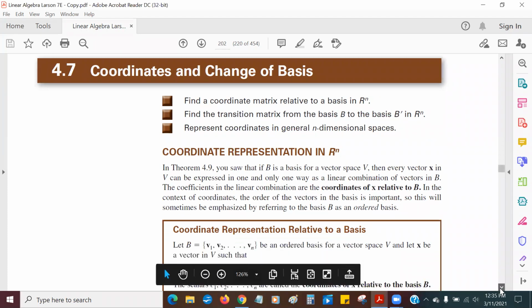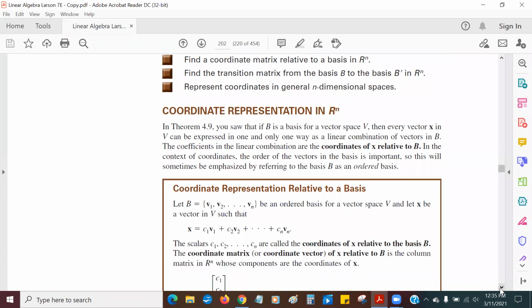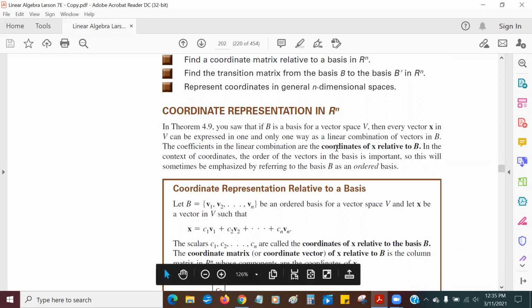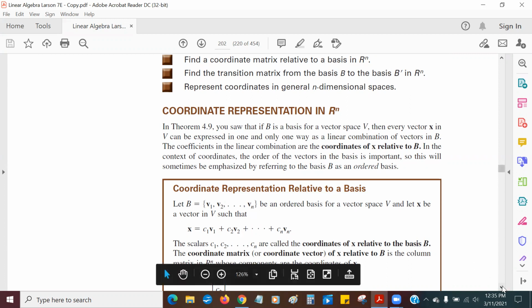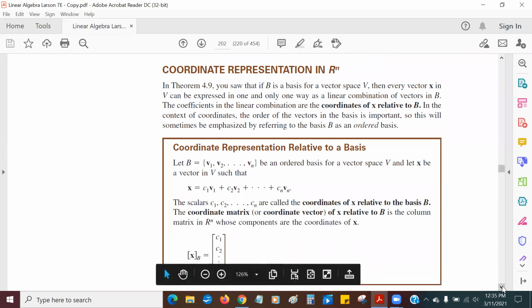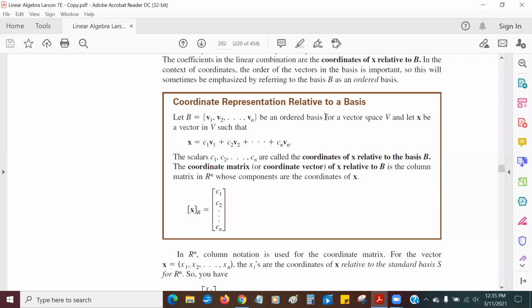Normally, we're used to just writing 2 comma 3 or something like that. But what if we use a different basis? Then we talk about the coordinates of a point x or a vector x relative to a basis b. So here's the official formal definition: suppose b is a bunch of n vectors, which is an ordered basis.